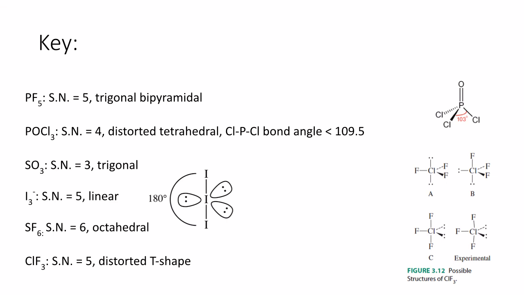Now going down, sulfur hexafluoride, this is steric number 6. This again is the example in the table, octahedral structure. There's no distortion. The last one, chlorine trifluoride.